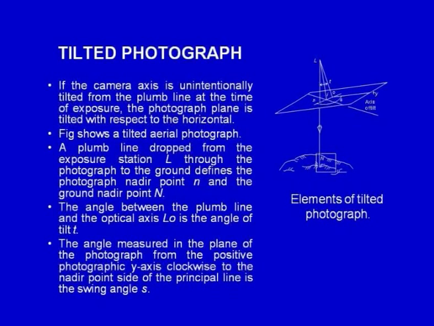In a tilted aerial photograph, a plumb line dropped from the exposure station L through the photograph to the ground defines the photo nadir point small n and the ground nadir point capital N. The angle between the plumb line and the optical axis L o is the angle of tilt, represented by small t. The angle measured in the plane of the photograph from the positive photographic y axis clockwise to the nadir point side of the principal line is the swing angle S. That is, this is the amount by which the information would turn around.